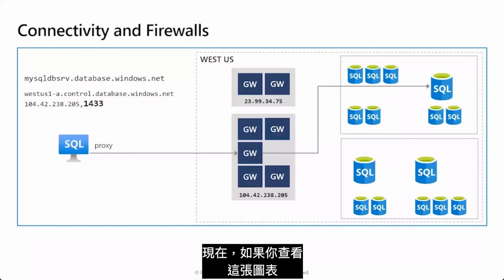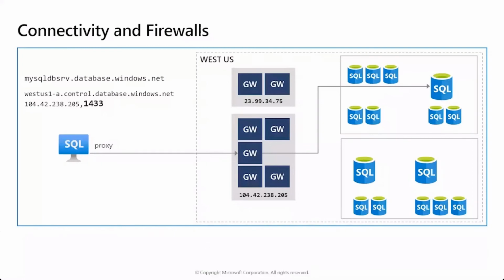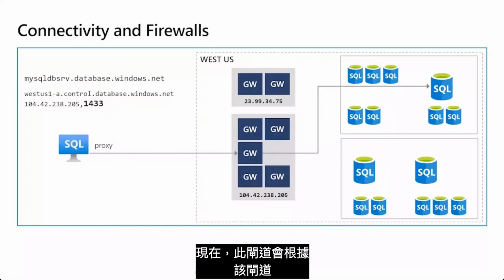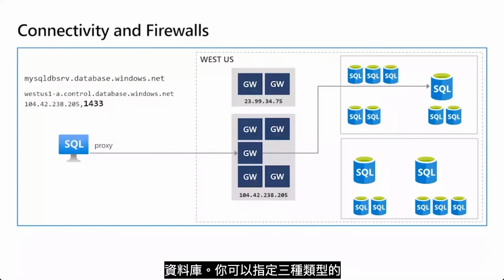Now, if we take a look at this diagram here, we've got a client connecting to the database gateway, which has a public IP address and is listening on port 1433. This gateway, depending on what connection policy has been specified on this gateway, will either redirect or proxy the traffic to the right database tier in the backend. Then inside the database cluster tier, the traffic is forwarded to the appropriate database.